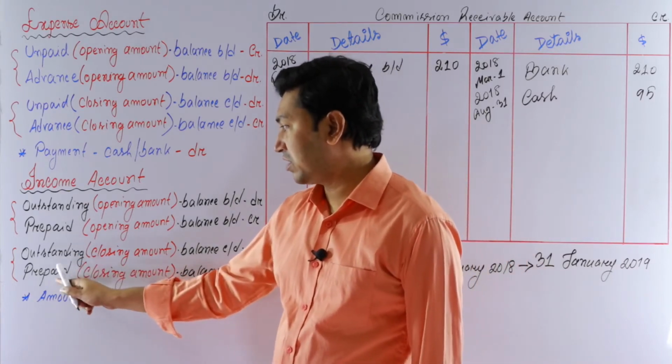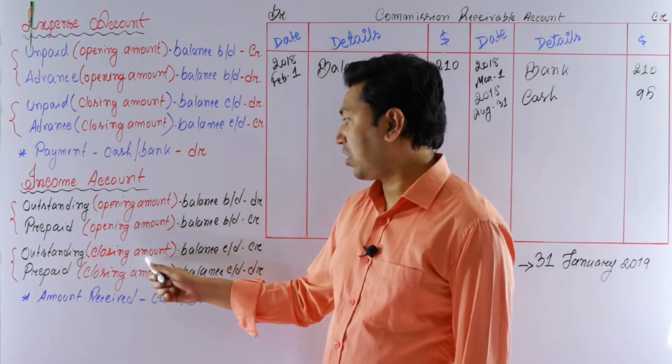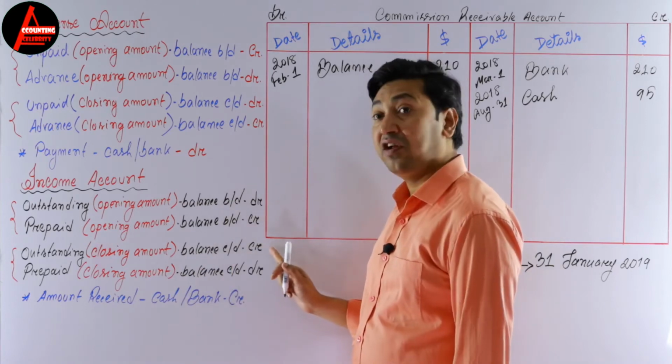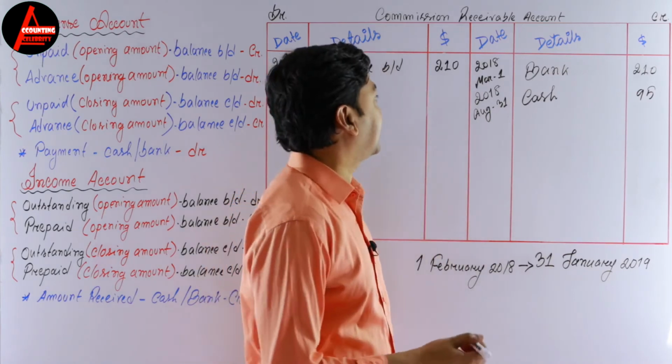We will not consider this one, we will consider this one outstanding. So here closing amount outstanding means balance CD. Yeah, we have to record on the credit side. Okay, so let us write here balance CD.